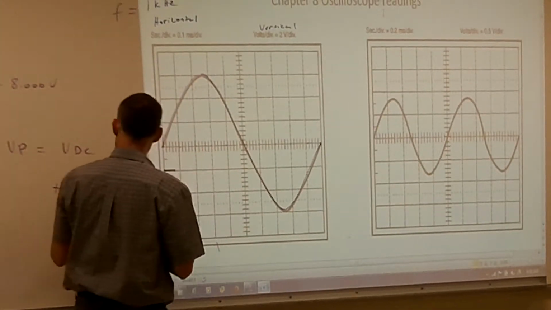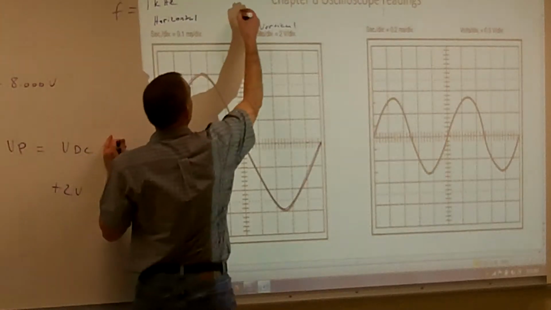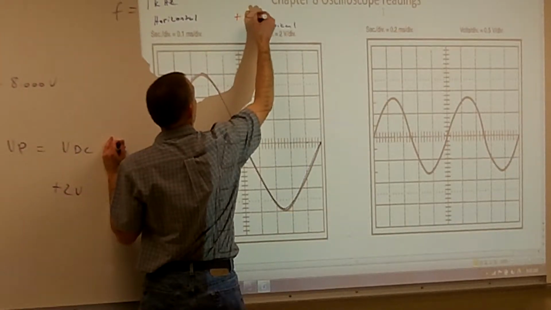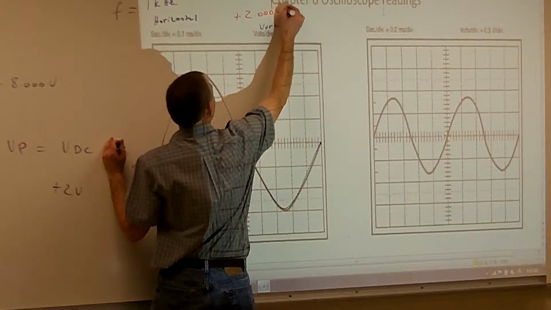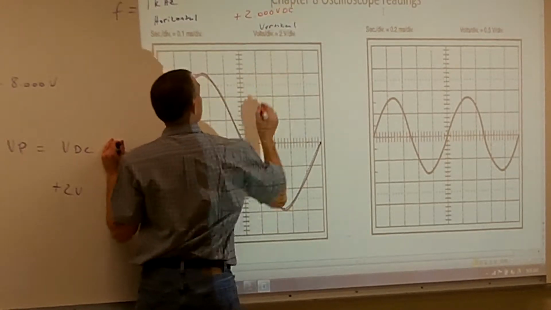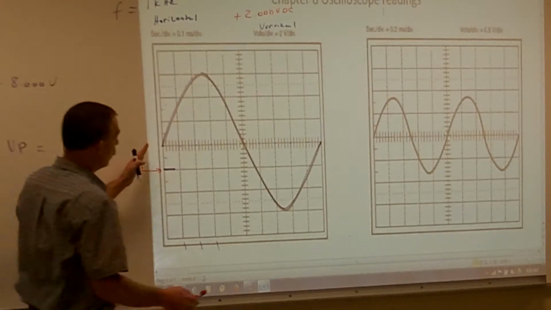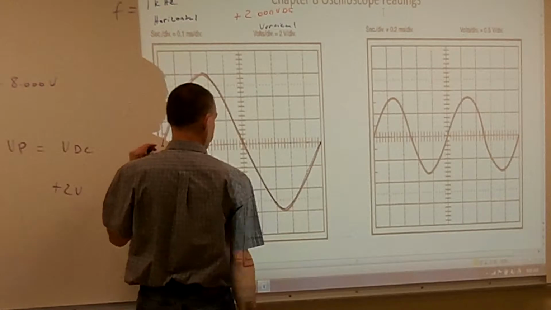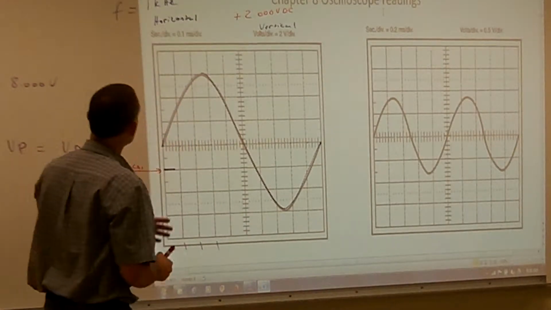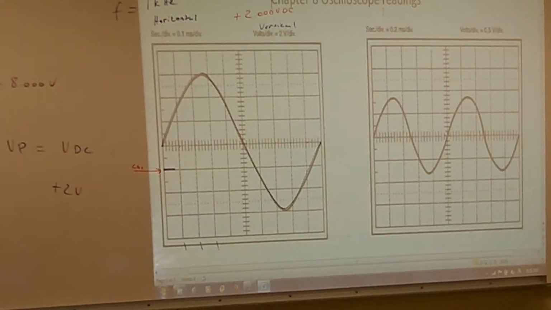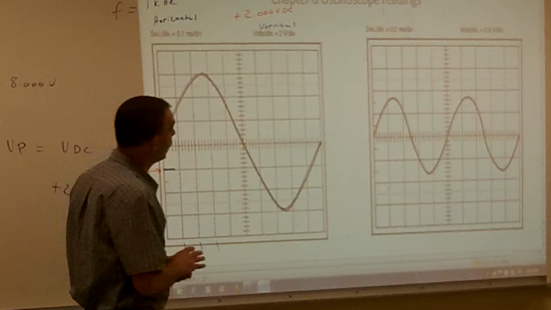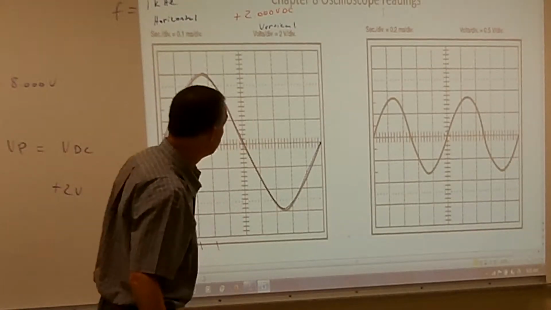On this particular one, since we moved it, our DC reference is going to be a positive 2 volts DC. It's 6 volts peak, 12 volts peak to peak. It's 1 millisecond for the period, so it's going to be 1 kilohertz. Okay, so just by looking at the screen, we can analyze everything we need.